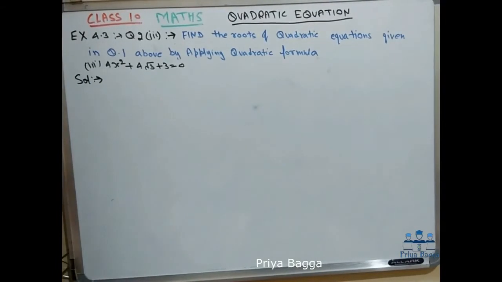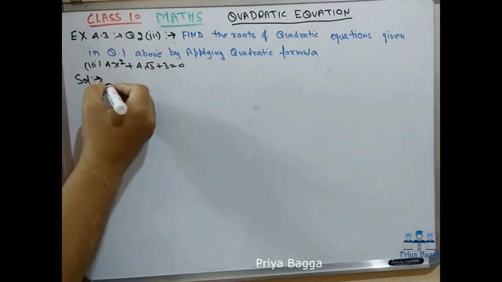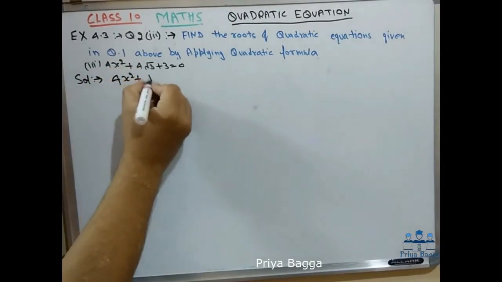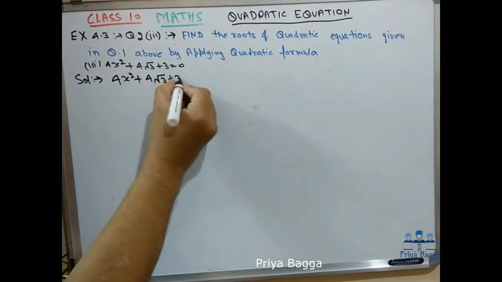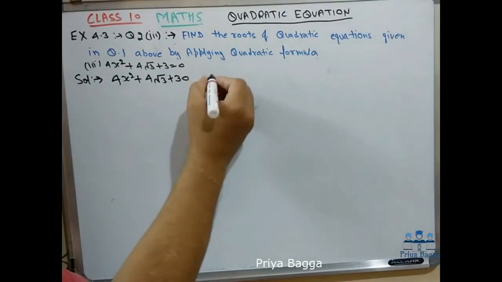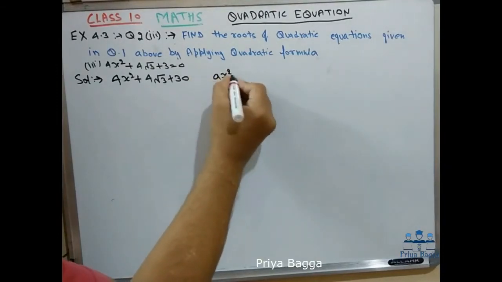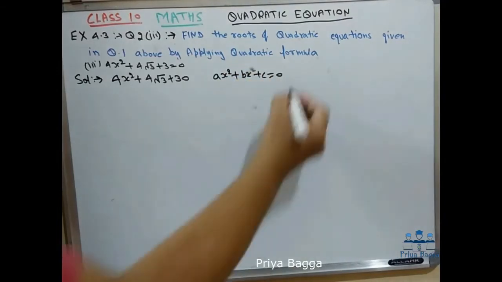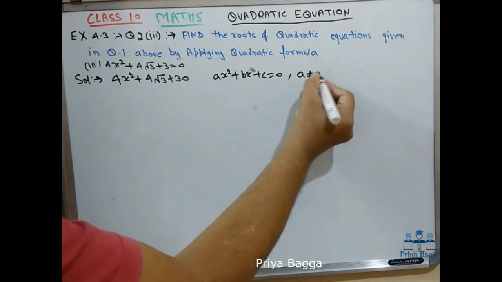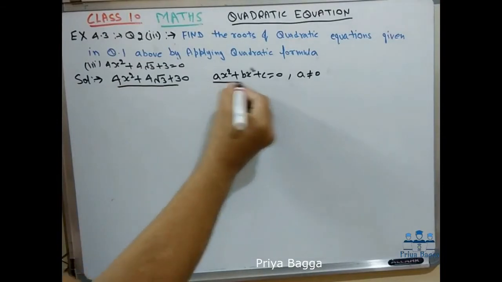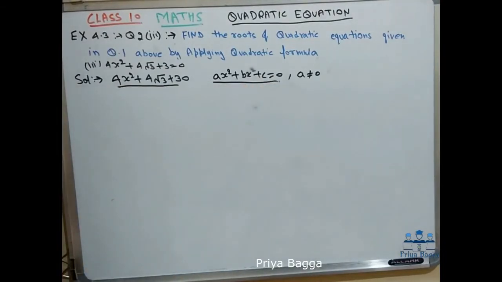What we do in this kind of question is that this is our given equation, 4x square plus 4 square root of 3 x plus 3 is equal to 0. We will compare this equation with the standard quadratic equation, and the standard quadratic equation is ax square plus bx plus c is equal to 0, where a is not equal to 0. Now if we compare these two equations, from here we can find out the value of a, b and c.